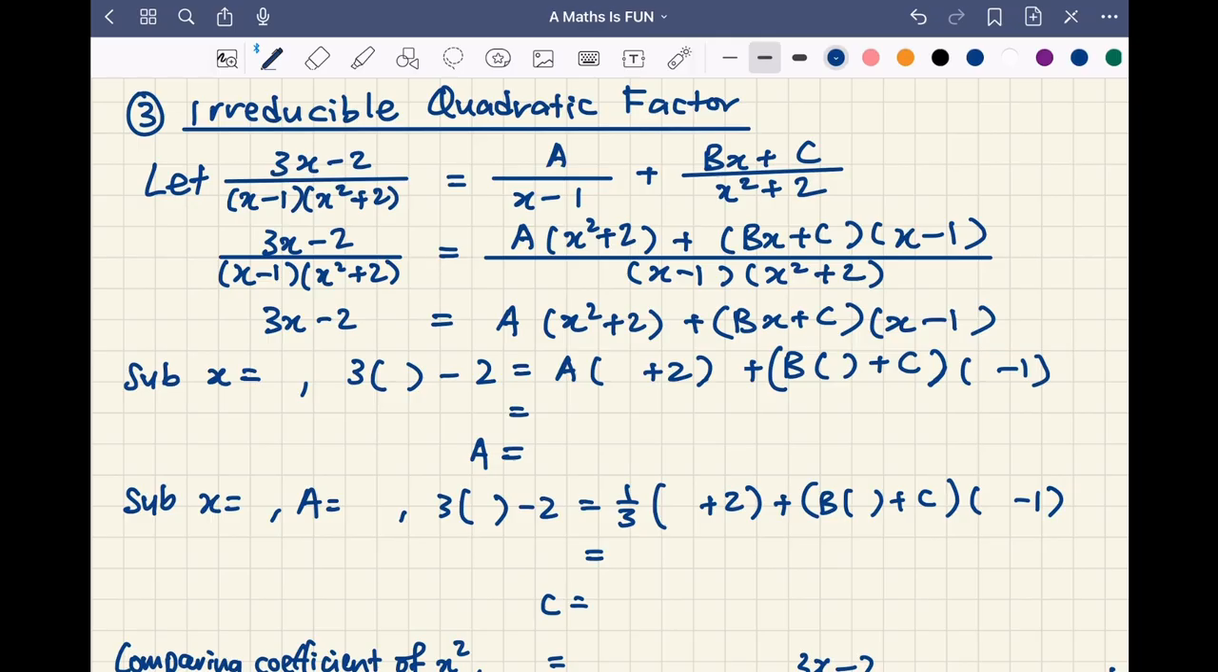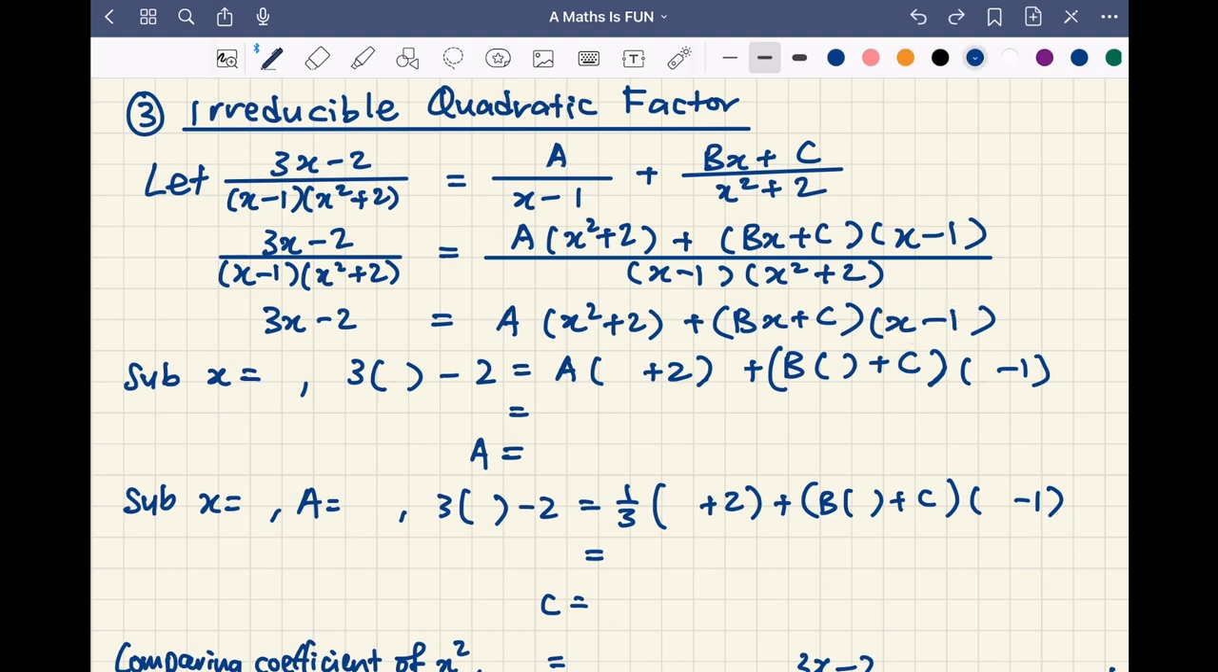So notice that for the right hand side, the denominators are now common denominator, so therefore we combine them together, and furthermore we compare the numerators. We get 3x minus 2 equals a times (x squared plus 2) plus (bx plus c) times (x minus 1). Next, we want to try to make this x minus 1 become 0, because if this is 0, 0 times (bx plus c) will make both b and c disappear.